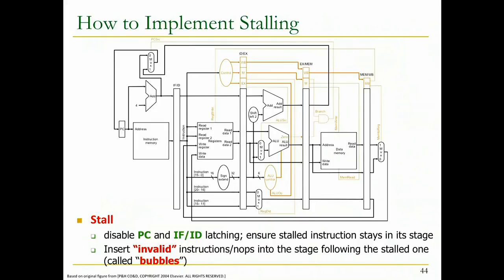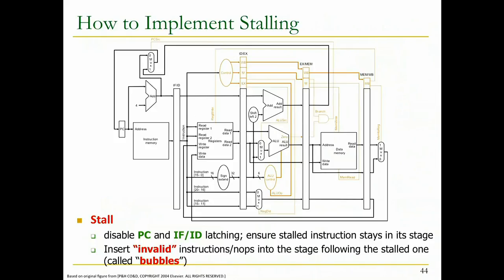If you discover that this instruction is dependent on some other instruction later on, and you don't have the value in the register file, or you cannot bypass the value, you disable the program counter. You don't write to it. And you disable this instruction register such that this instruction stays over here. You don't write to it. And you keep the other instructions moving, but you should ensure that this instruction cannot move now.